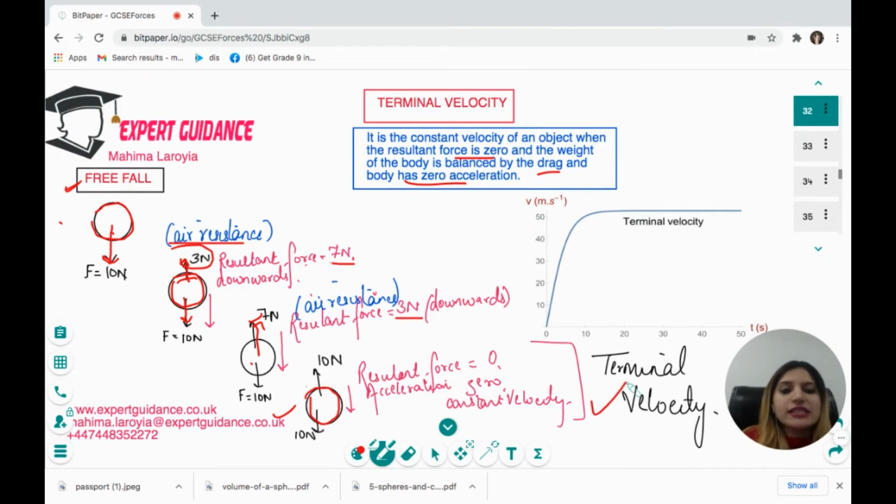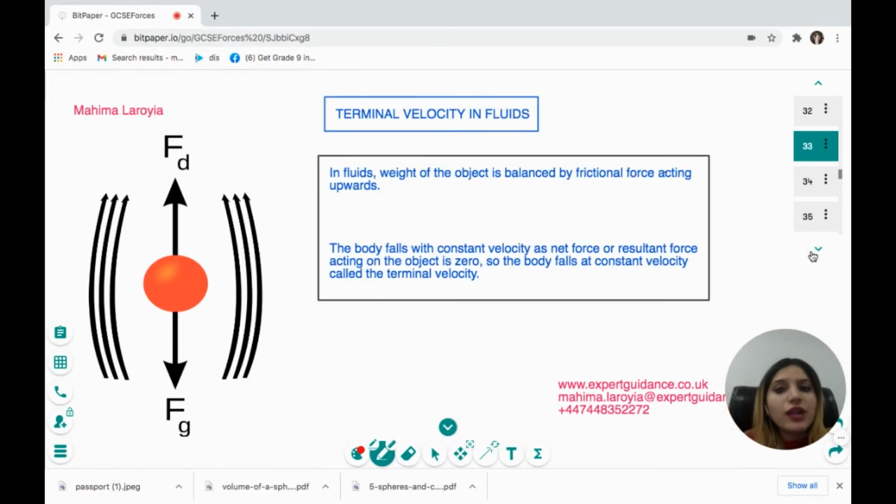And that is what terminal velocity is. So this situation here, where the weight of the body is balanced by the drag, the resultant force is 0, acceleration is 0, and the body falls with a constant velocity, which is terminal velocity. You can see in the graph that the velocity is increasing, which means the body is accelerating. But after some time, it comes to a constant velocity, and that constant velocity is termed as terminal velocity.